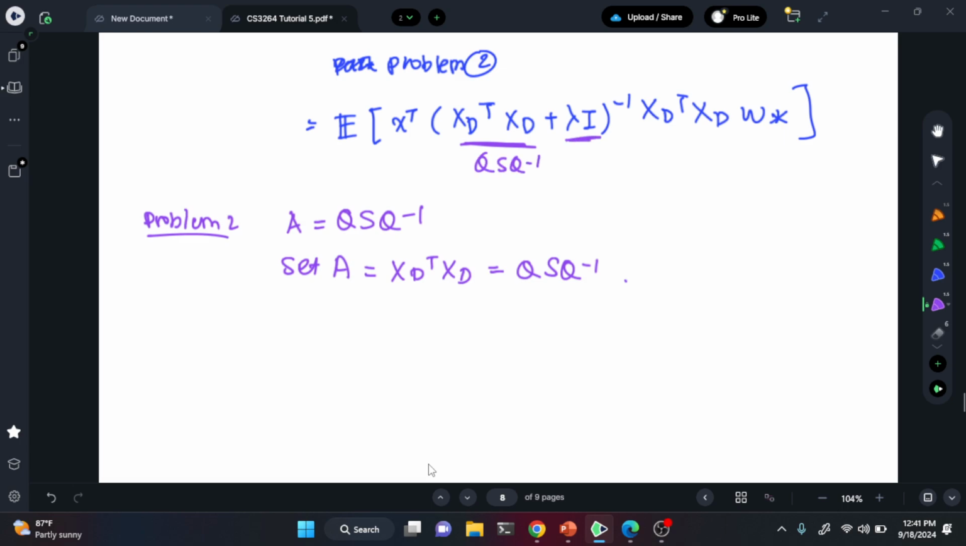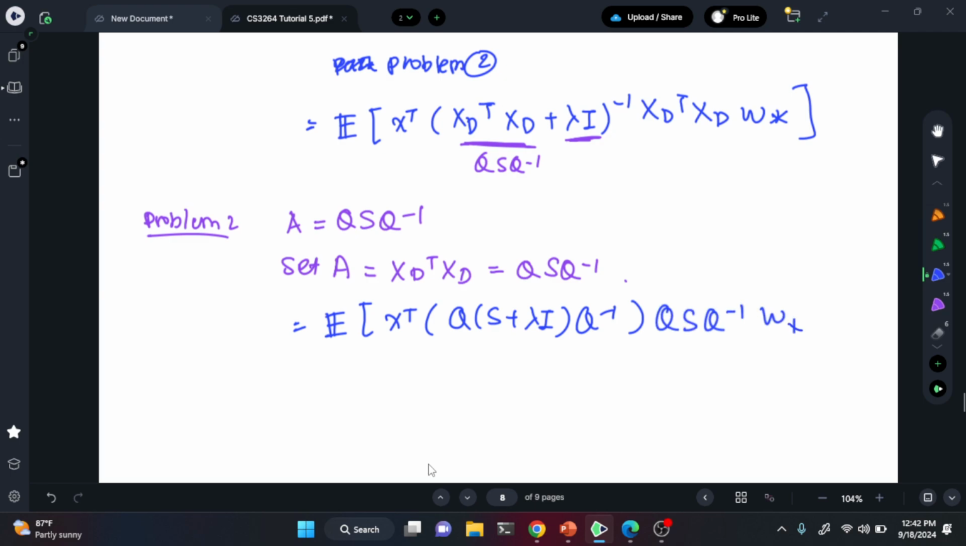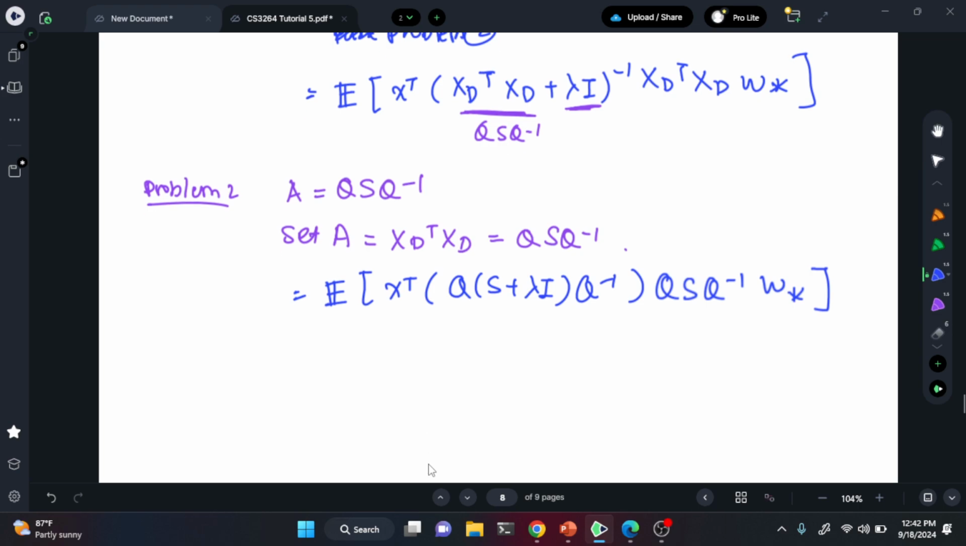When I do this lambda I addition, from the previous problem, this will be X^T Q of S plus lambda I Q inverse. So now this one I will just change this part into my Q S Q inverse. Whenever I see the X^T X, I replace this by A, which A itself I can decompose into Q S Q inverse. Questions? This part is a necessary step here.